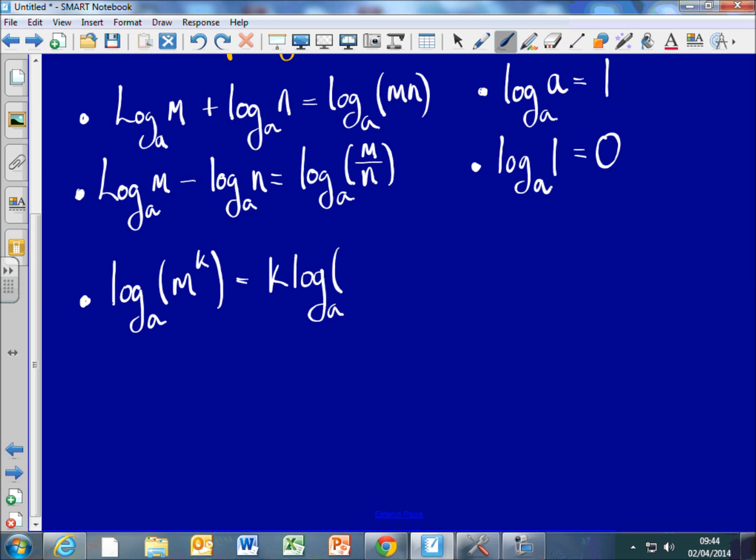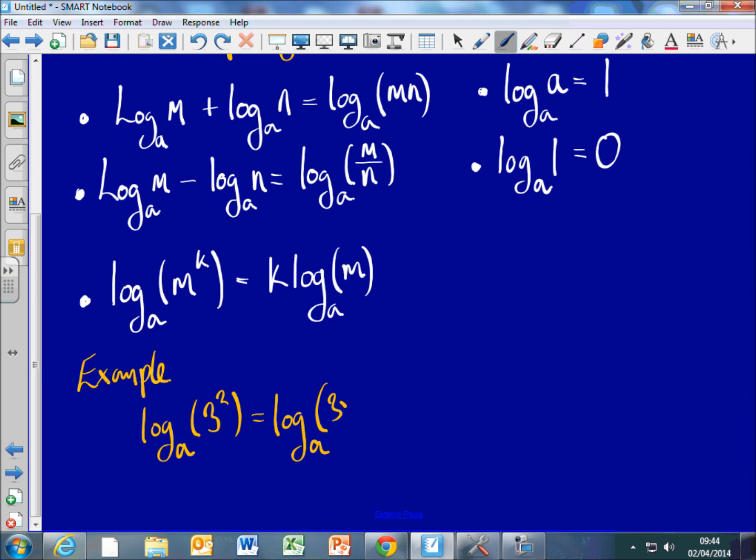Shall I just show you why this is true? I'll do a quick example, right? Okay. I'll leave it to you to try and prove all these things, but they're quite easy to prove. But let's just do an example of this one. I'll show you, not really a proof, but try and show you why this works, okay? Let's say I had log to the base a of, I don't know, 3 squared. Okay? Well, that's the same as log to the base a of 3 times 3. Do you agree with that?